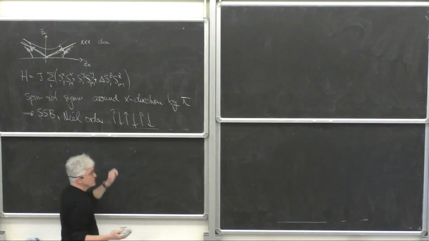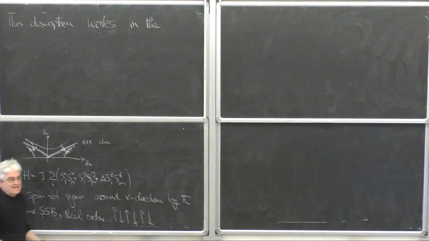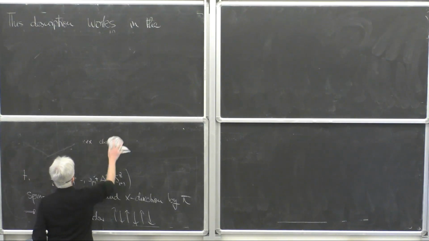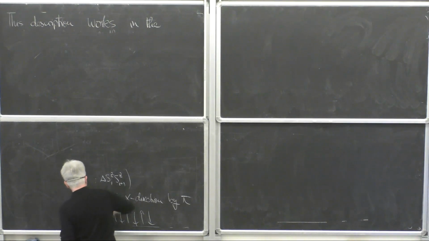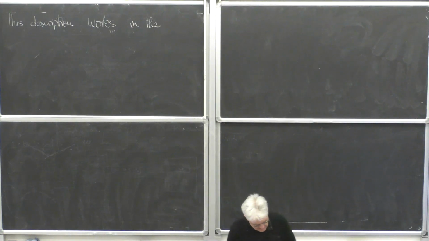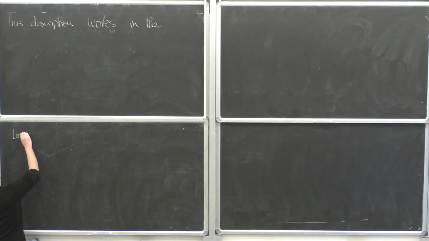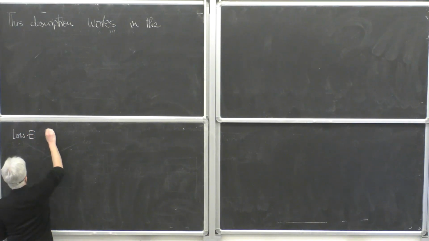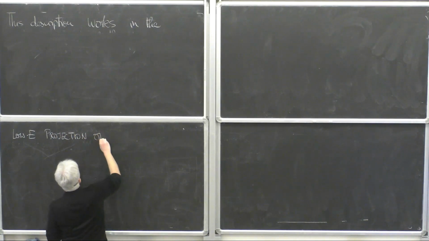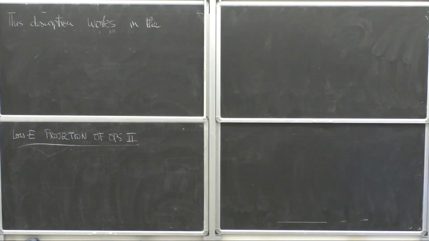So what I'm going to do now is sketch for you how one obtains the famous formula Haldane obtained for bosonization, from this framework that we have developed. So I call this low energy projection of operators, part 2. And part 1 was what we had done before.